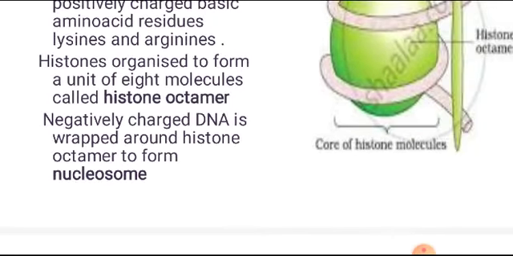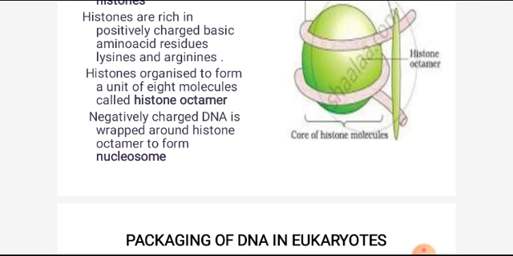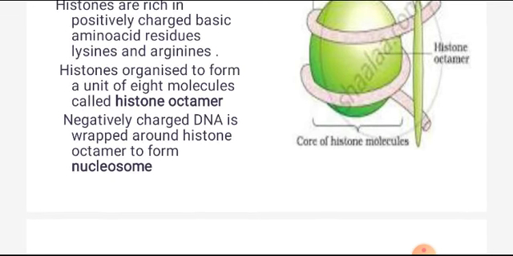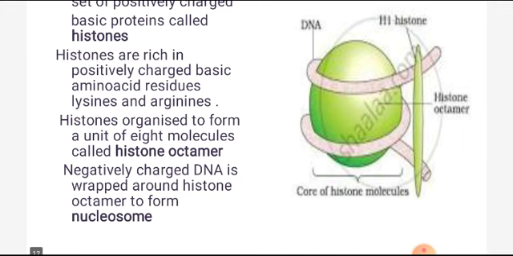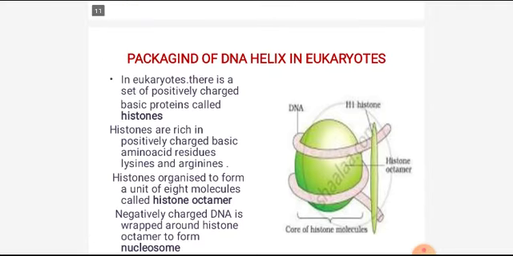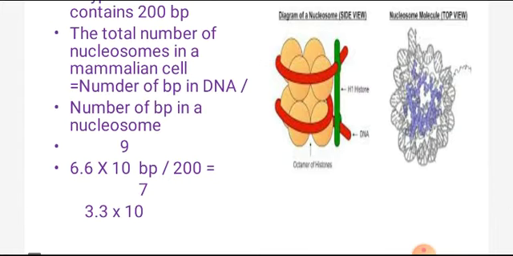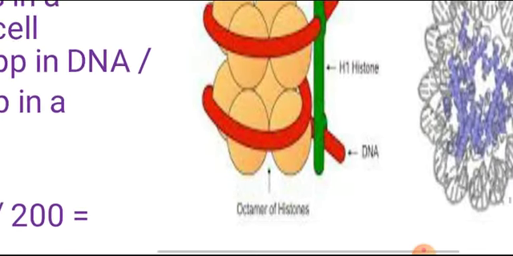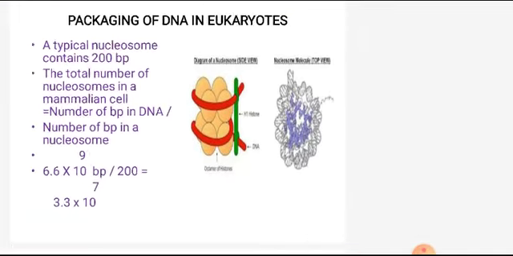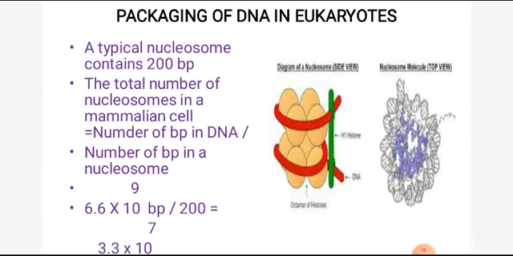Negatively charged DNA is wrapped around the histone octamer to form a nucleosome. What is a nucleosome? Negatively charged DNA wrapped around a histone octamer forms a nucleosome in eukaryotes. Here we can see the histone octamer. A typical nucleosome contains 200 base pairs.